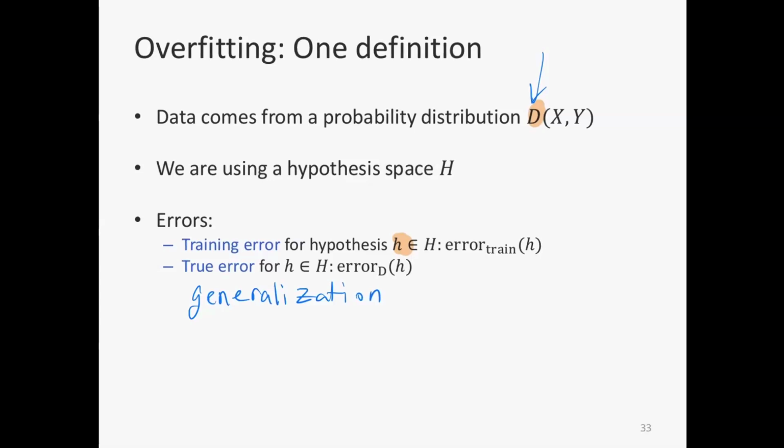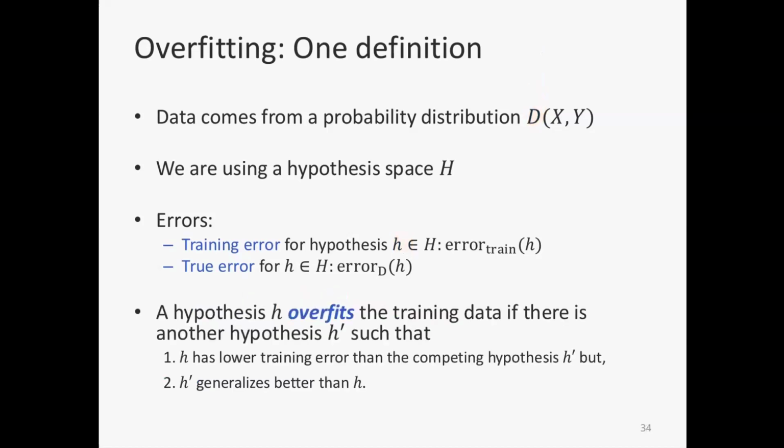Questions about the true error and the generalization error? Yes. So just to clarify, training error is something we can measure because we have access to the training data, whereas true error, generalization error, we can't directly measure because we don't have access to the distribution. That's right. We do not have access to the distribution. But it's a concept that we can talk about, an idea that we can talk about. Using that idea, we can define generalization.